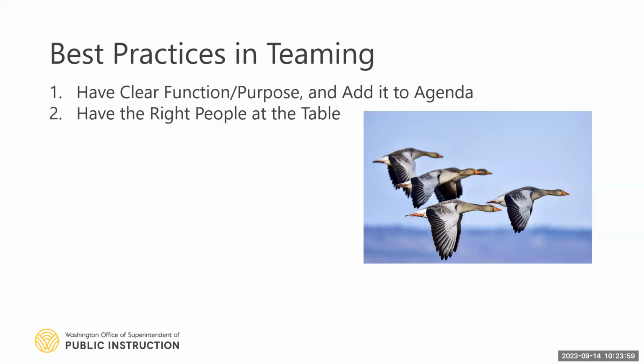The second one is having the right people at the table, making sure that there are the perspectives that you need to address the different systems in your school that might be contributing to student disengagement or that positively affect student engagement. So just look at who is invited to those teams.